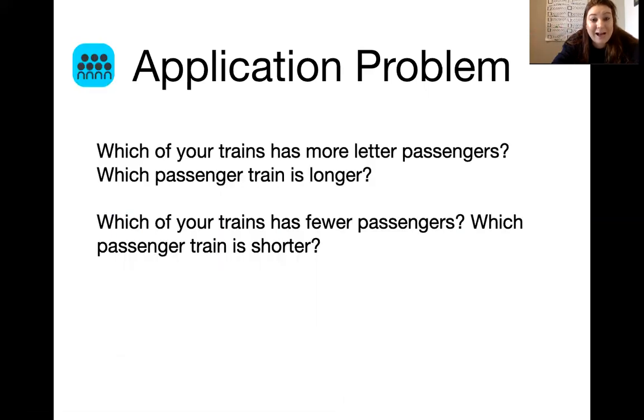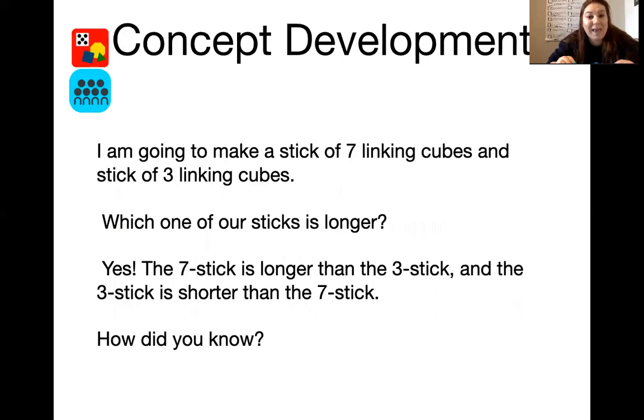Let's play a game. So Miss Marotta is going to make a stick with her linking cubes that has 7 in it. So let's count with Miss Marotta. 1, 2, 3, 4, 5, 6, 7. There are 7 cubes. Now I'm going to make a stick with 3 cubes. Ready? Count. 1, 2, 3.